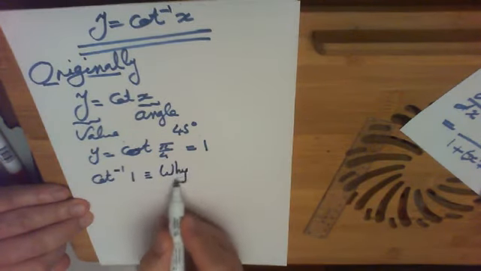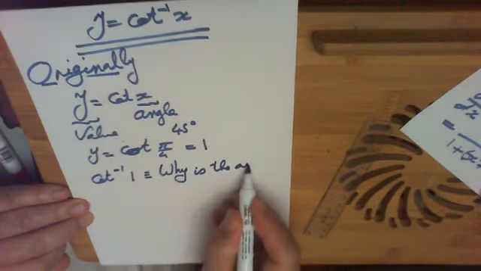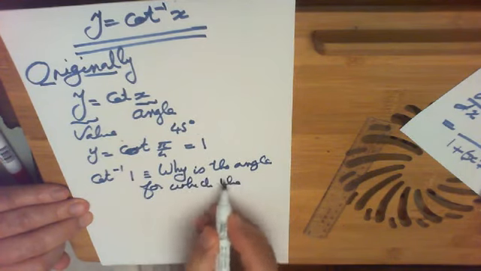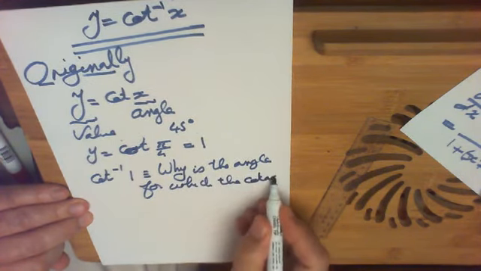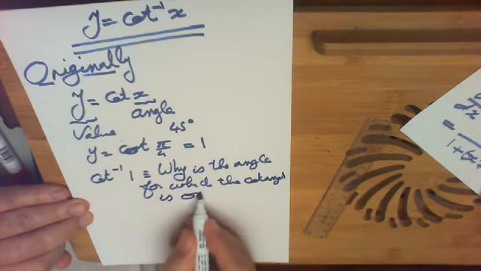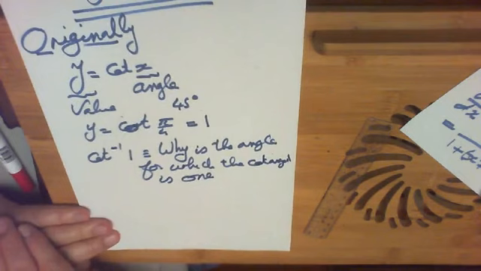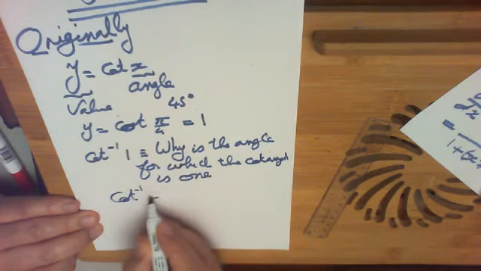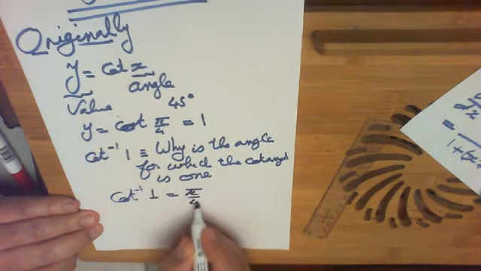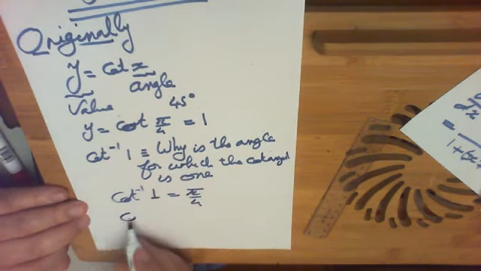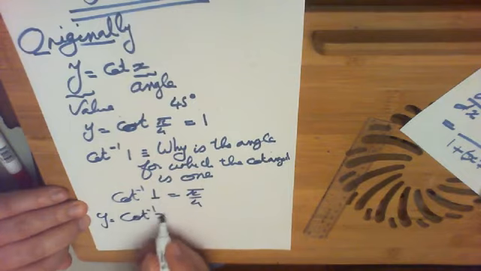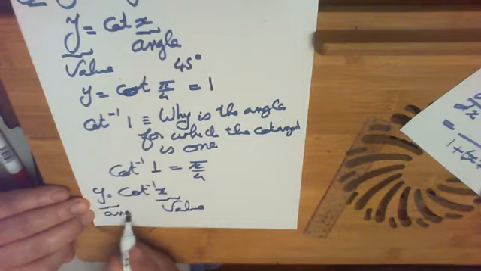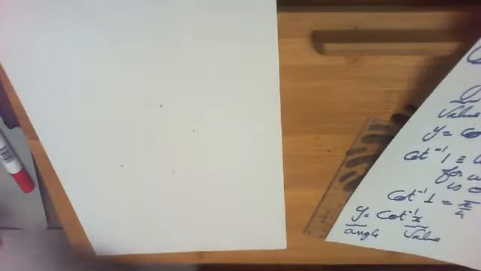This is what is the angle for which the cotangent equals 1. Okay, as we know, it's pi by 4. Cotan minus 1 of 1 is pi by 4. So now when we say y equals cotan minus 1 x, now x is a value and y is an angle. Okay, let us continue in the same way.